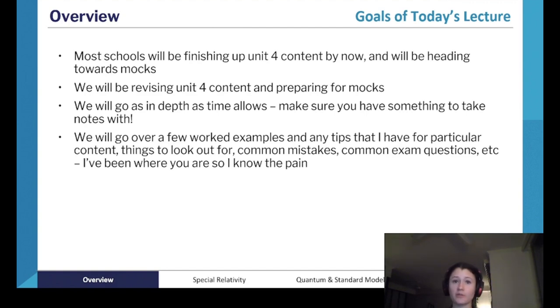We're going to go over a few worked examples, and then any tips that I have for particular content, things to look out for, common mistakes, common exam questions, even if there's a particular way to remember a certain bit of content, or anything like that. And I've been where you are, so I know the pain very well.